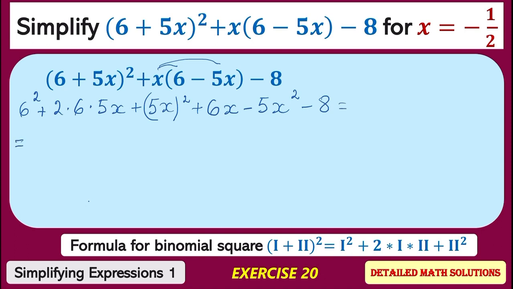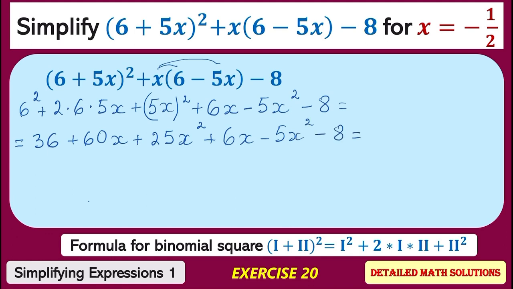When I simplify further, this equals 36 plus 60x plus 25x squared plus 6x minus 5x squared minus 8. Next, I'm going to add all like terms that have the same variable raised to the same power. Like terms are 25x squared and minus 5x squared, 60x and 6x, and 36 and minus 8.